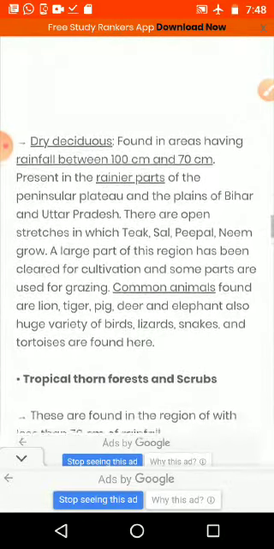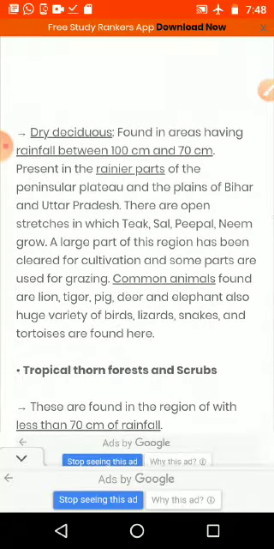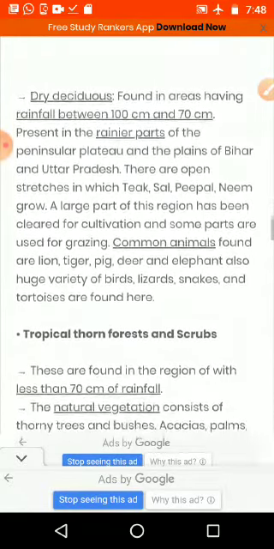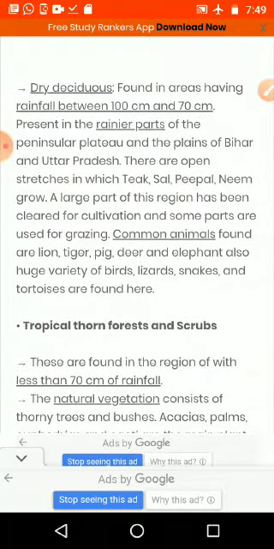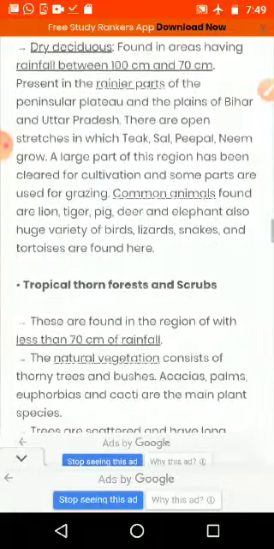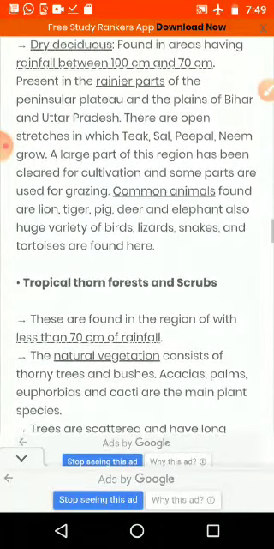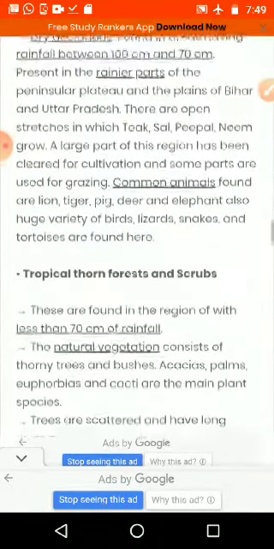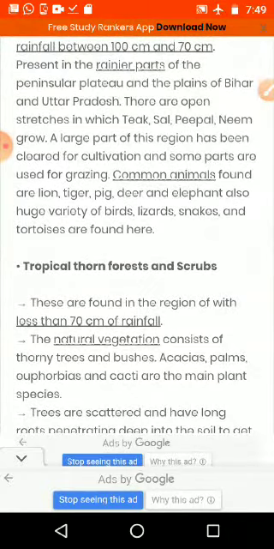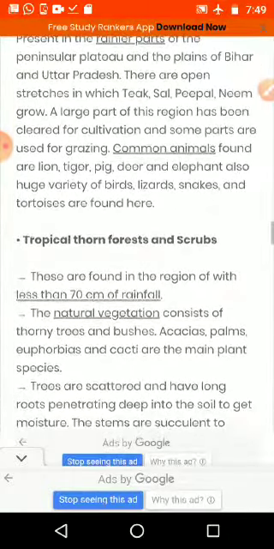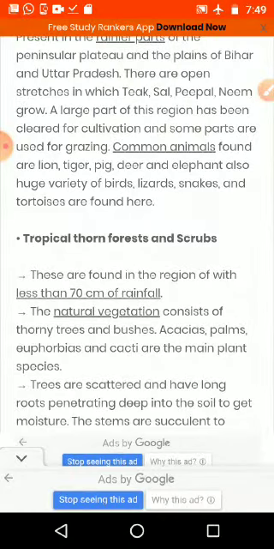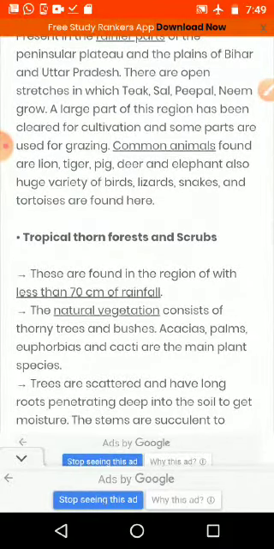Dry deciduous forests are found in areas having rainfall between 100 centimeters and 70 centimeters. Present in the rainier part of the peninsular plateau and the plains of Bihar and Uttar Pradesh, there are open stretches in which teak, sal, peepal and neem grow. A large part of this region has been cleared for cultivation and some parts are used for grazing.